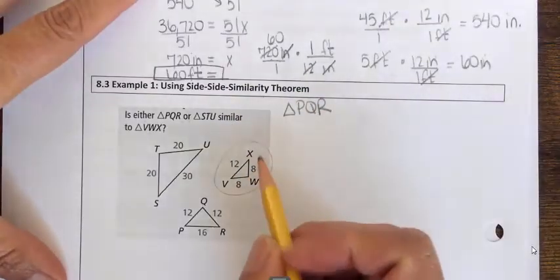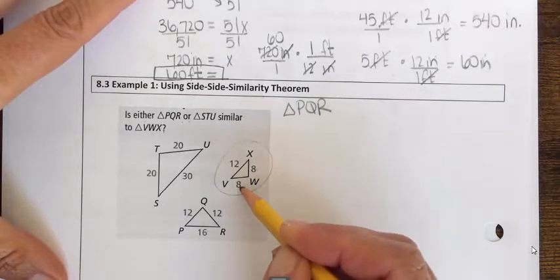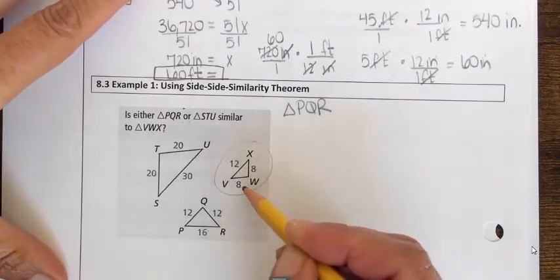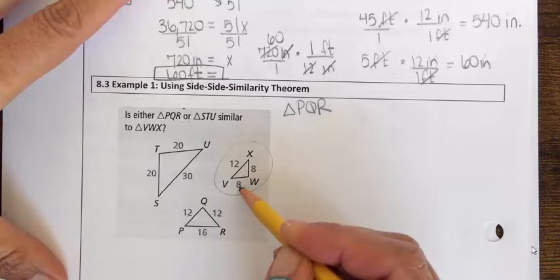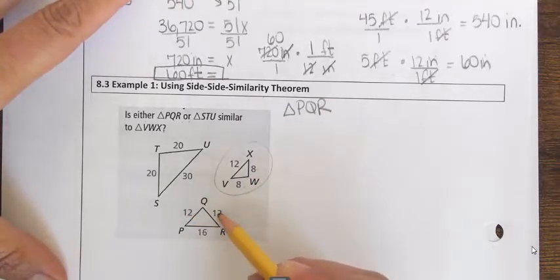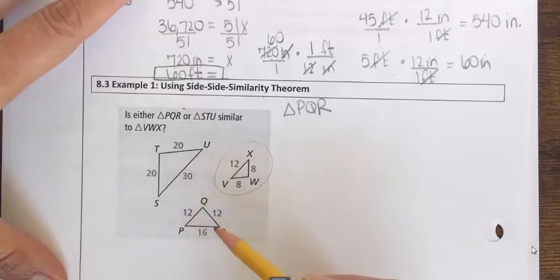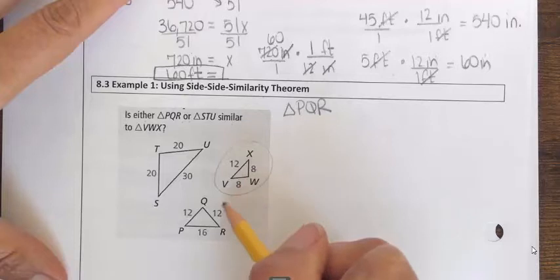So what I'm seeing here is that this is an isosceles triangle, right? So triangle VWX is an isosceles triangle. Well, so is triangle PQR. So really, if I had tested any of these two congruent sides with any of these two congruent sides, that's going to give me the same exact ratio. So what I'll do is I'll test like 8 and 12.